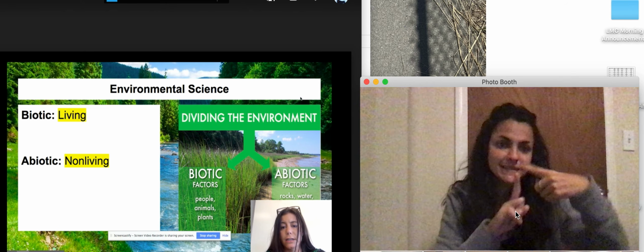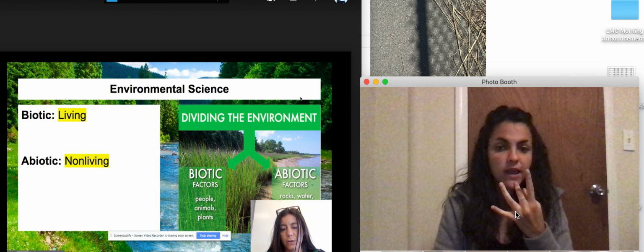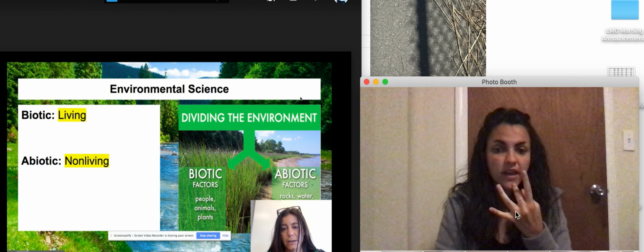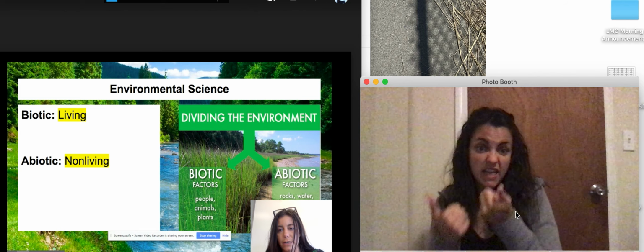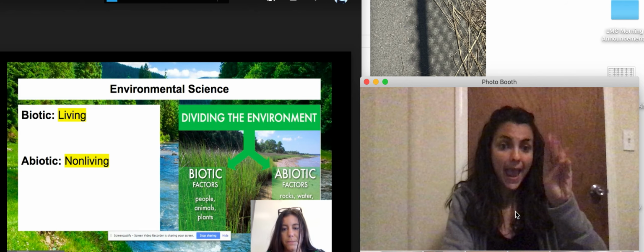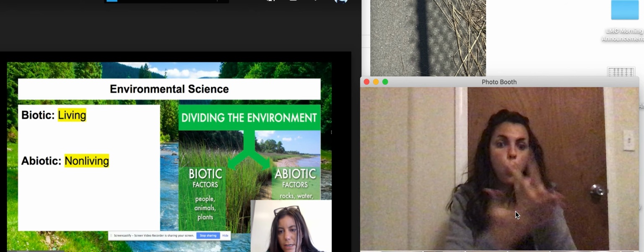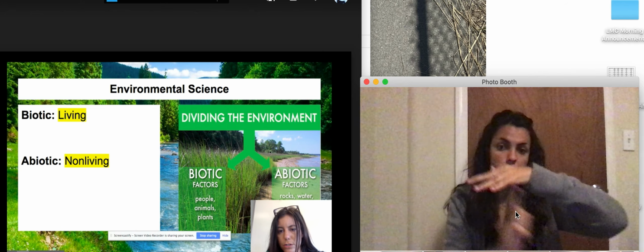So in an ecosystem, you are going to have not only the biotic factors like animals interacting, but also the abiotic factors. So for example, if we look here, this is like a coastal beach area in the picture.